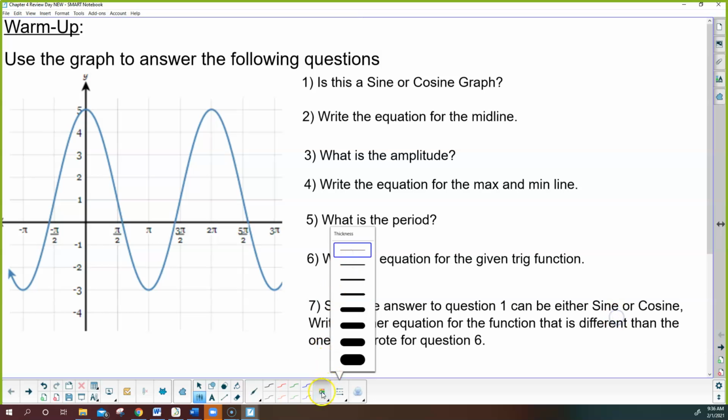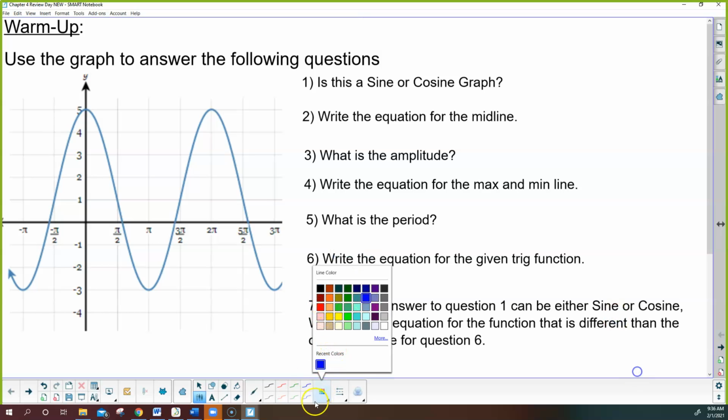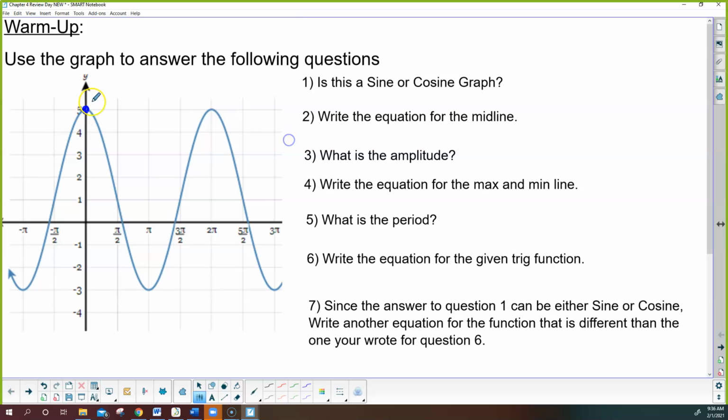All right, first question actually doesn't have a specific answer. It could be sine or cosine depending on how you view this. My advice is always take a look at where is the point on the y-axis. If it starts at the maximum, then that's a very convenient cosine graph.